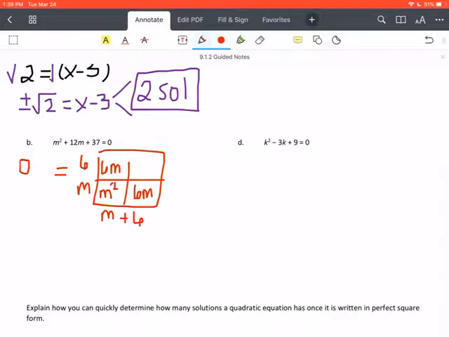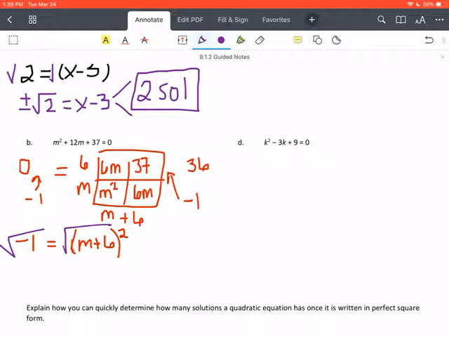And so I have 37 units, but what do I really want? 6 times 6 is 36. So what do I have to do to 37 to get to 36? I have to subtract 1 from both sides. So I have negative 1 equals the quantity m plus 6 squared. Now again, thinking about solving this, what am I going to do next? I'm going to square root both sides.